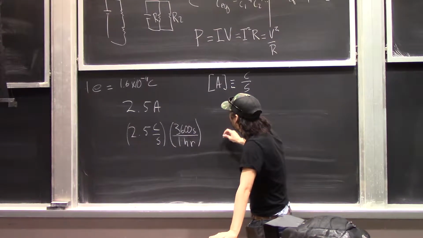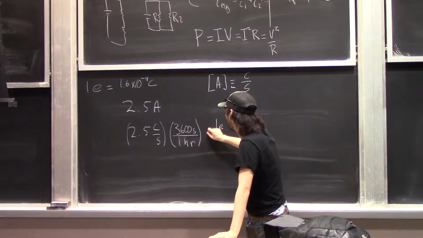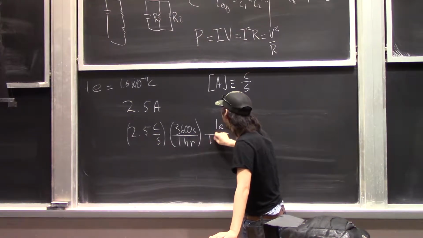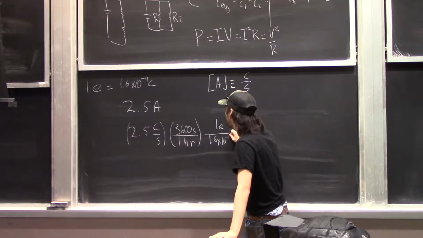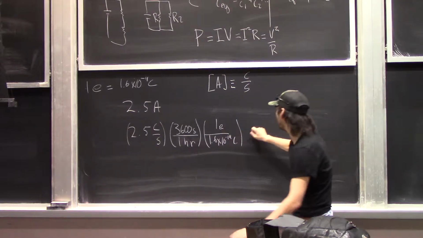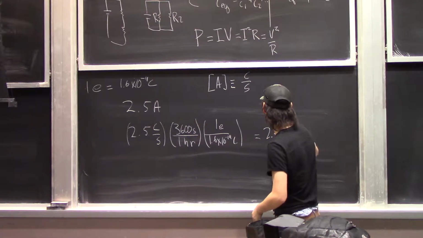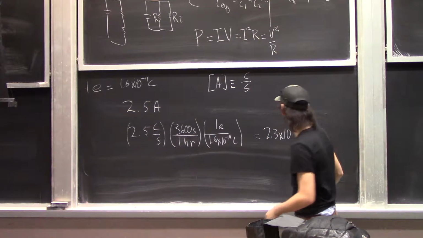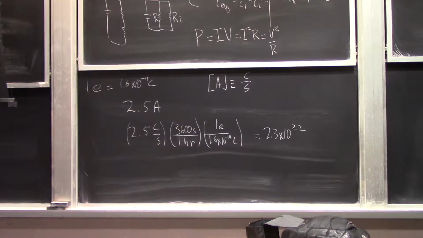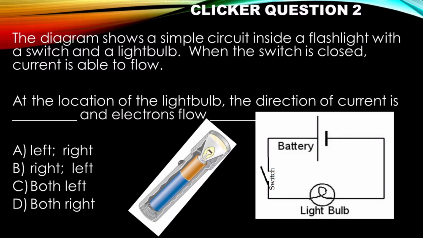And so what that means then is we can write 1 e divided by 1.6 times 10 to the negative 19 coulombs. And when we do this, we end up seeing that this gives us an answer of 2.3 times 10 to the 22 electrons. Okay? All right. So let's move on to the next one.